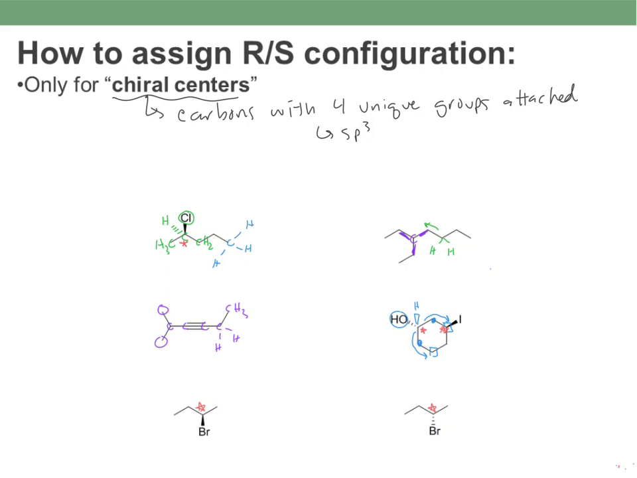So what we need to do with this R and S configuration business is I need to know, both of these down here, these are both 2-bromopropane, right? So this one is 2-bromopropane, and so is the other one.